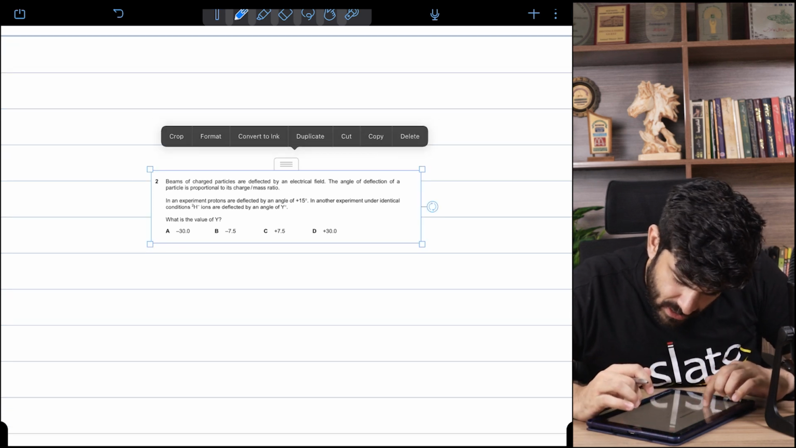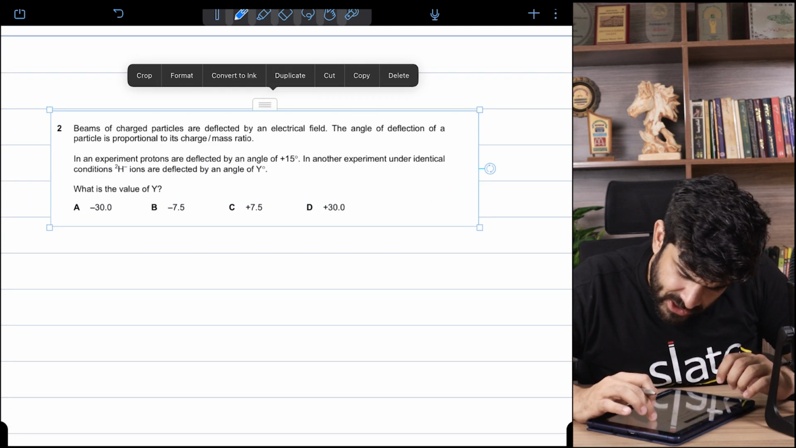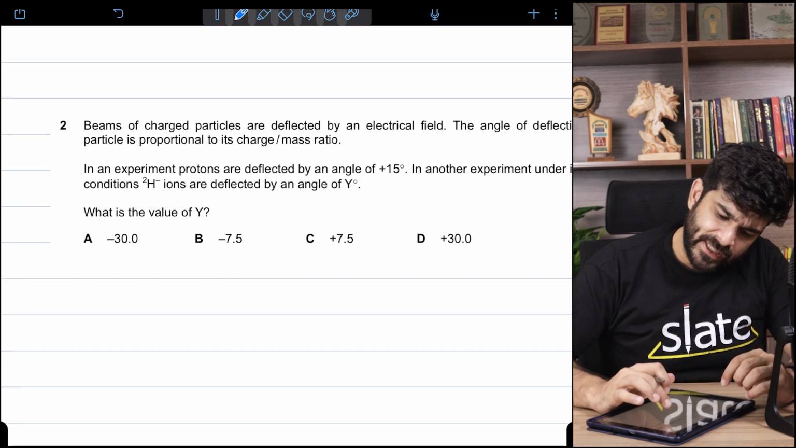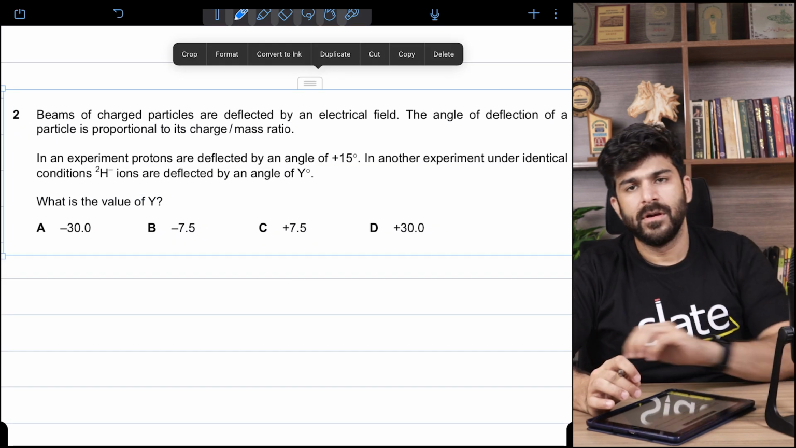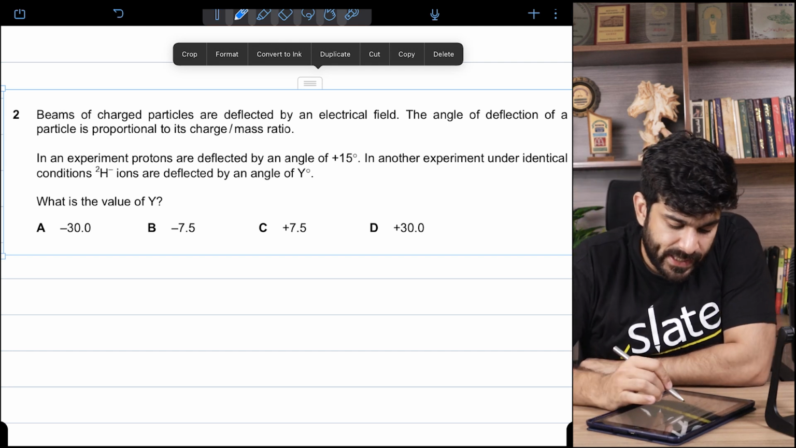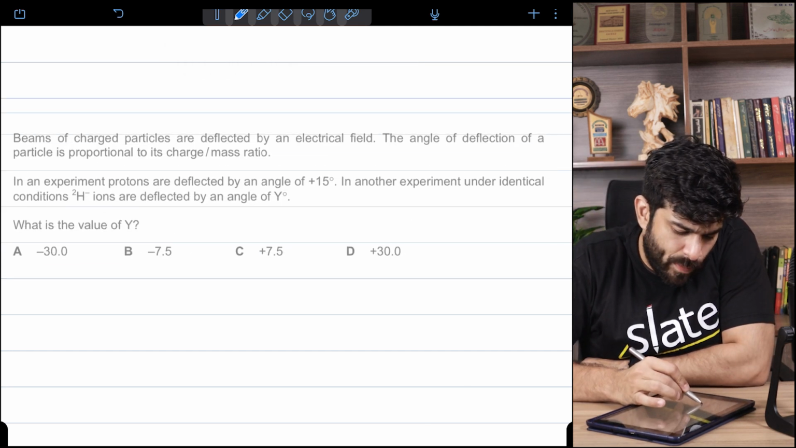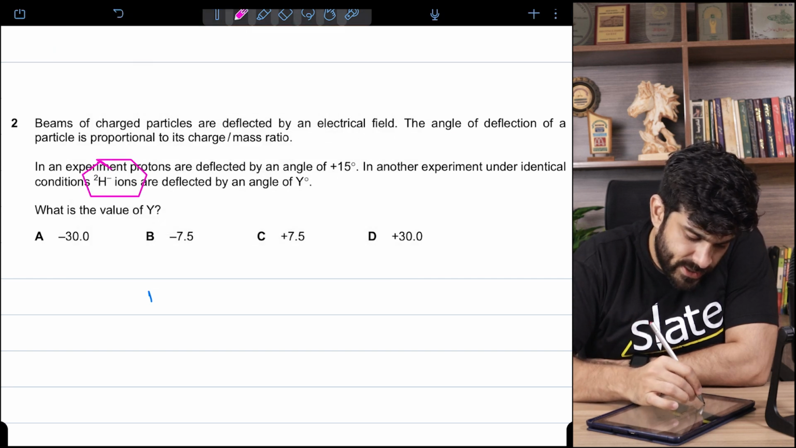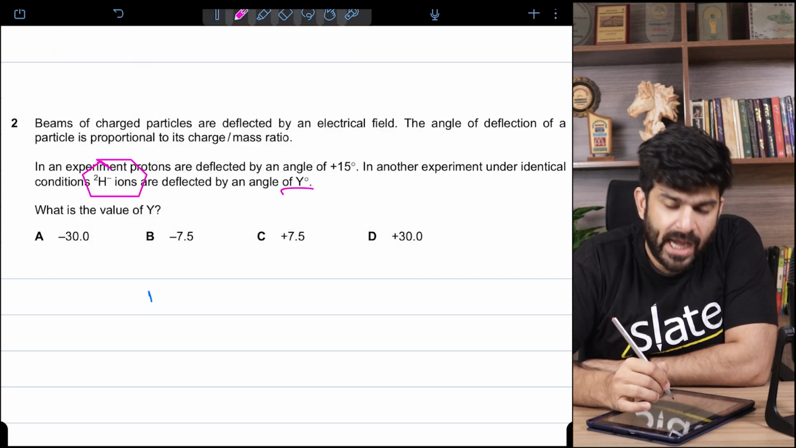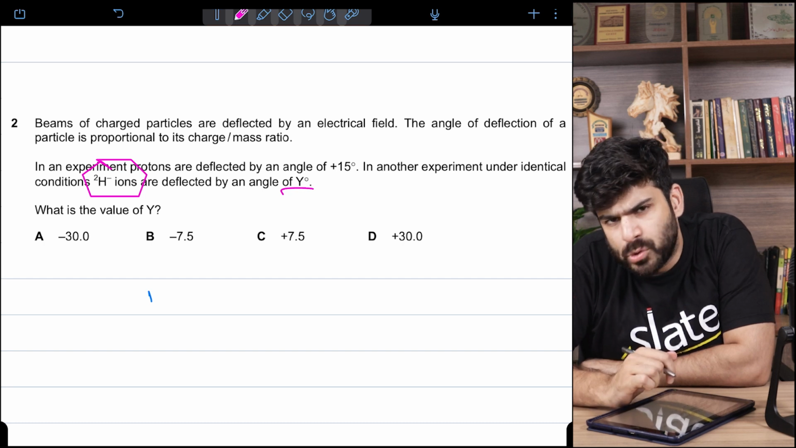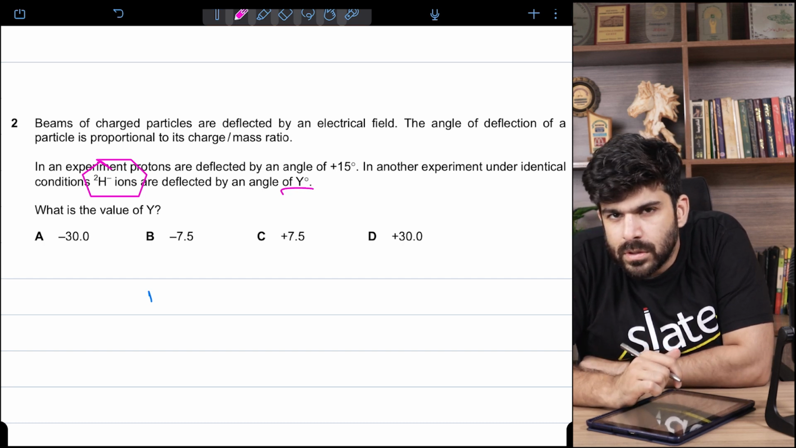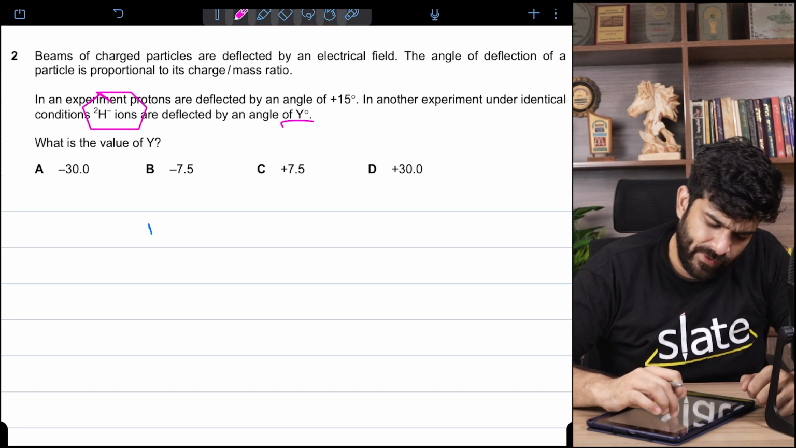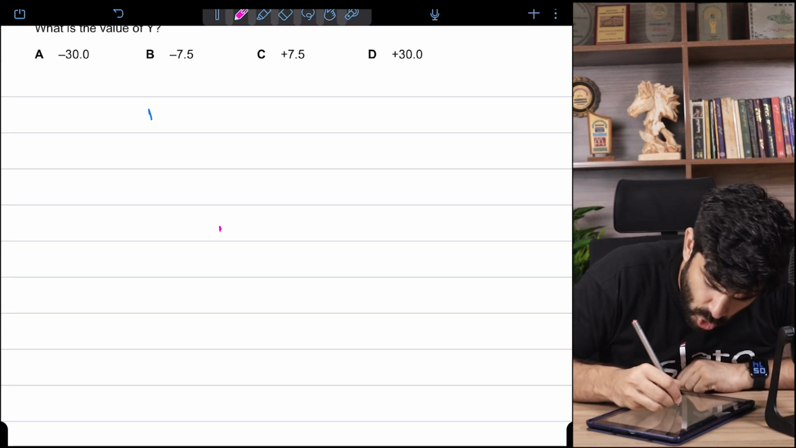Again, a beam of charged particles in an electric field; the angle of deflection is the same statement. In an experiment, protons are deflected by an angle of +15. Under identical conditions, H2 minus ions are deflected by the angle of what? Why H2? What is H2? So we will hold this question for two to three minutes and revise the concept of isotopes here.